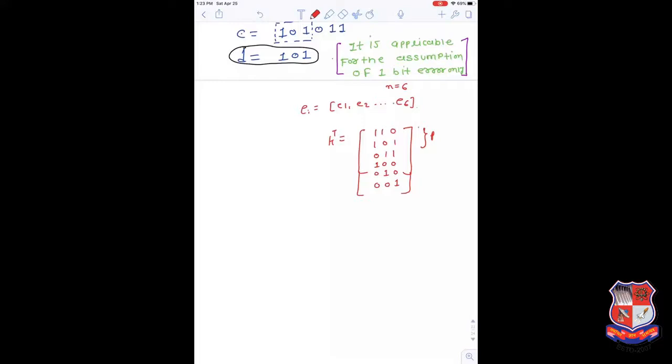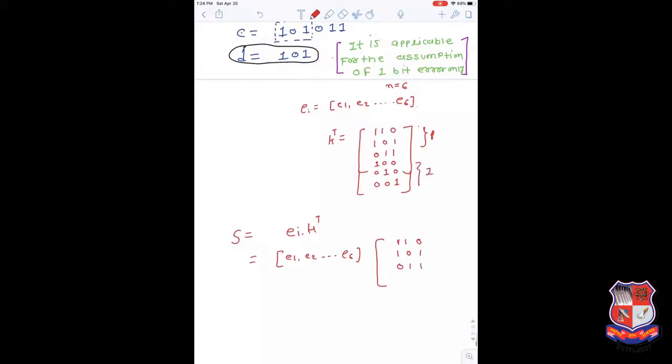Now the syndrome S is obtained as EI into HT, right? The main objective over here is to identify the error E. So if we say this is E1, E2 up to E6, and if the same HT has been placed over here, 1 1 0, 1 0 1, 0 1 1, then the identity matrix I is 1 0 0, 0 1 0 and then 0 0 1 if it is a matrix like this.